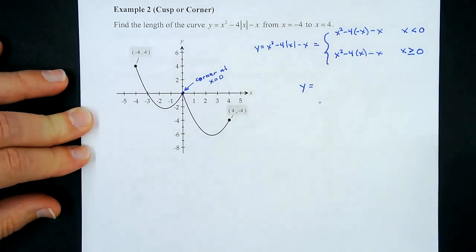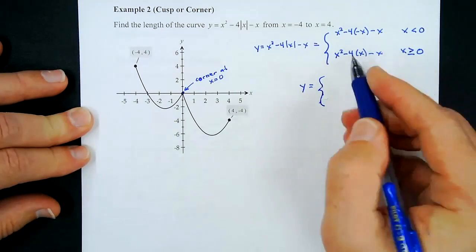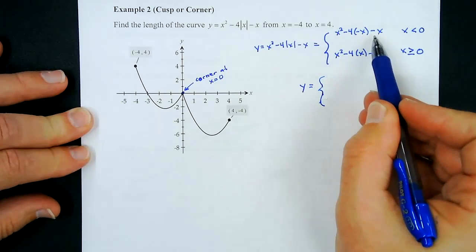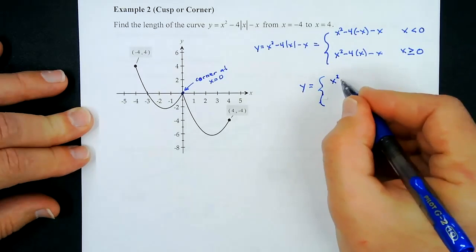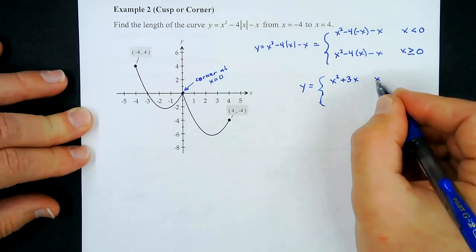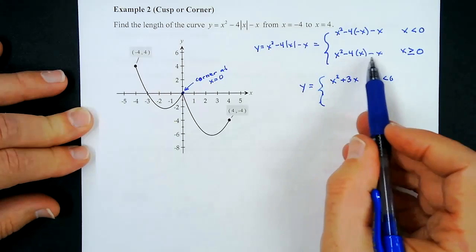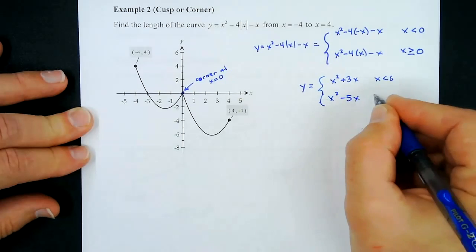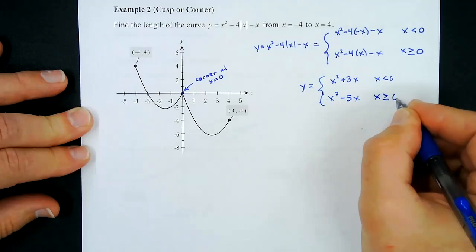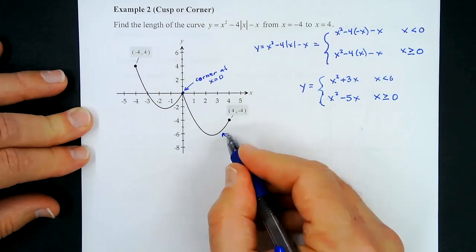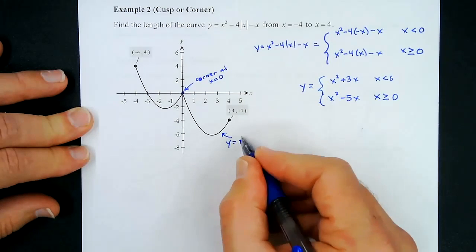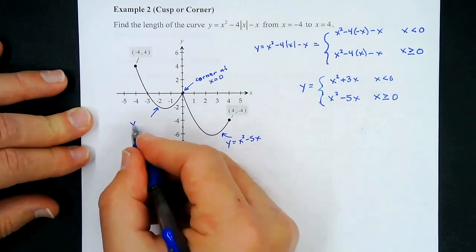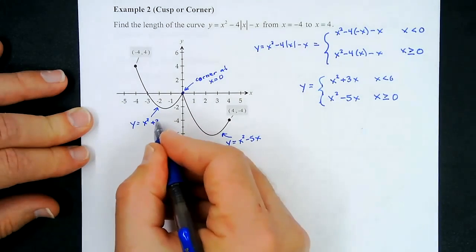It's a piecewise, right? So we're going to put this brace. And it's going to be x squared, and this is actually positive 4x minus x. So that's going to be plus 3x. So it's x squared plus 3x when x is less than 0. And this one's going to be a negative 4x minus x. So that's going to be negative 5x. So this one is x squared minus 5x, and we're going to do that piece when x is greater than or equal to 0. So really, this piece right here is y equals x squared minus 5x, and this piece is when x is less than 0, y equals x squared plus 3x.